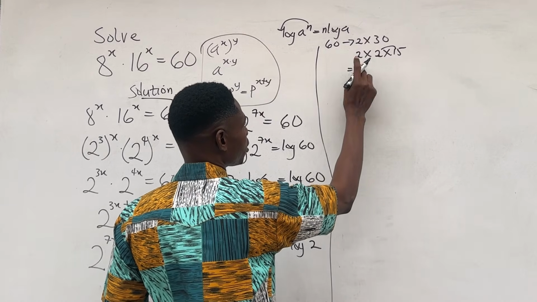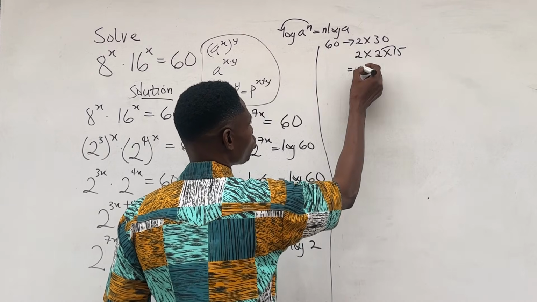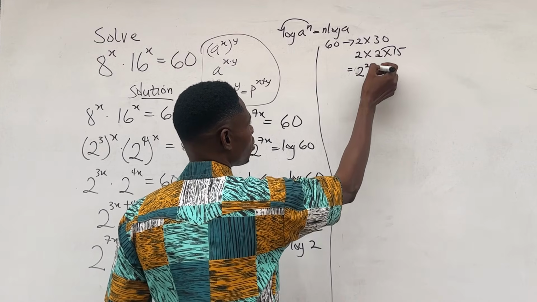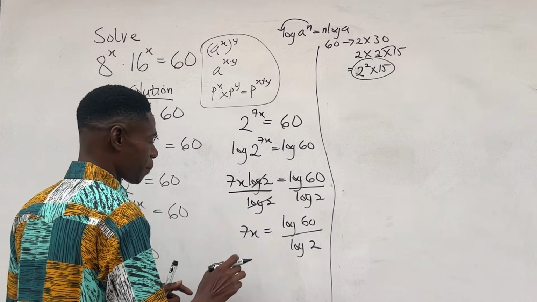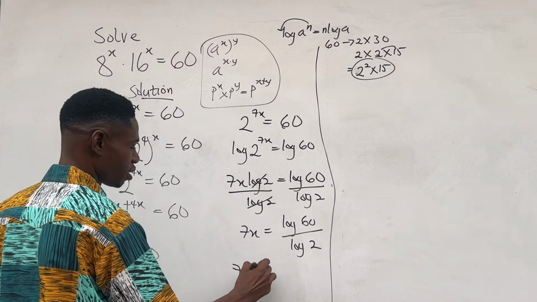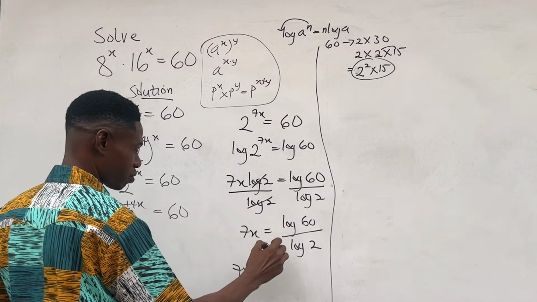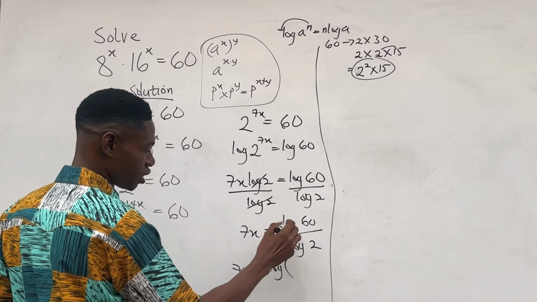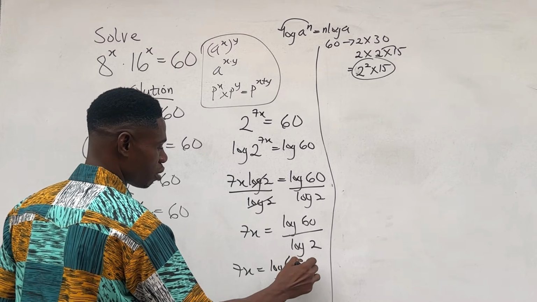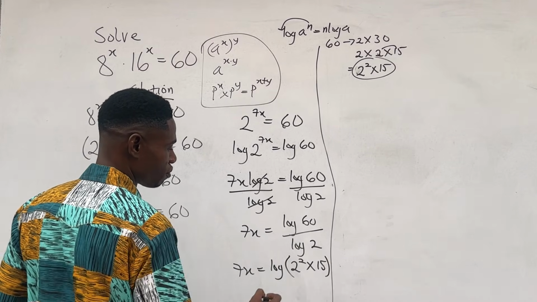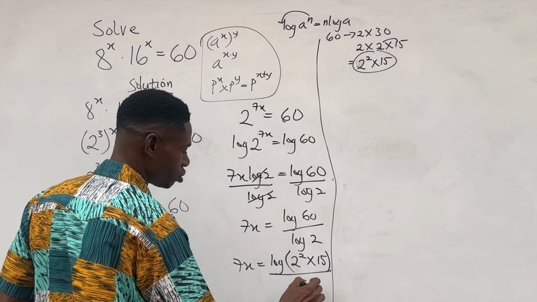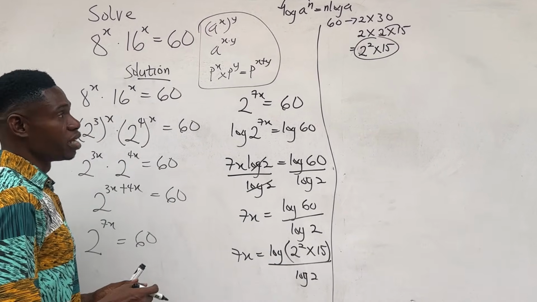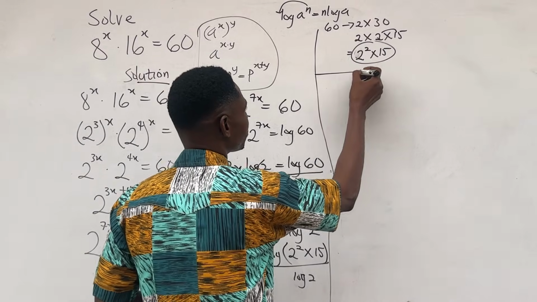And then we can say 2 multiplied by 2, that's 2 squared, multiplied by 15, that will give us 60. So let's bring that here. So from here, we'll have 7x equal to log, instead of 60 now, we'll have 2 squared multiplied by 15. Remember, we have over log 2.